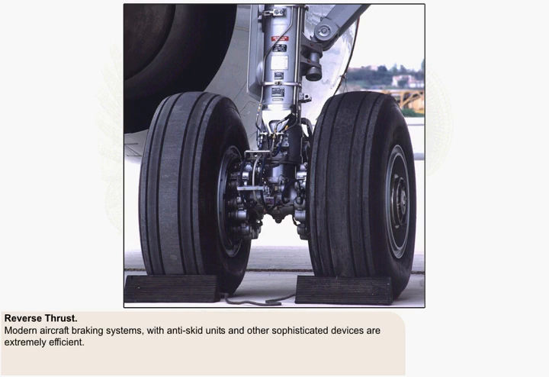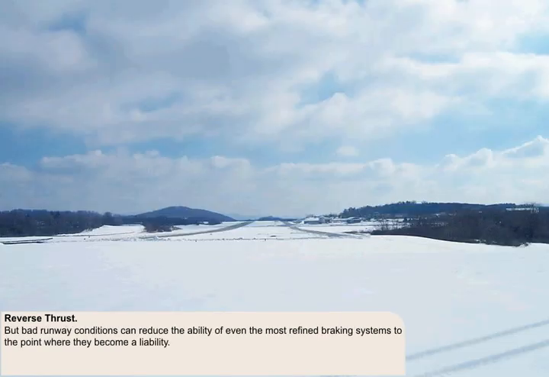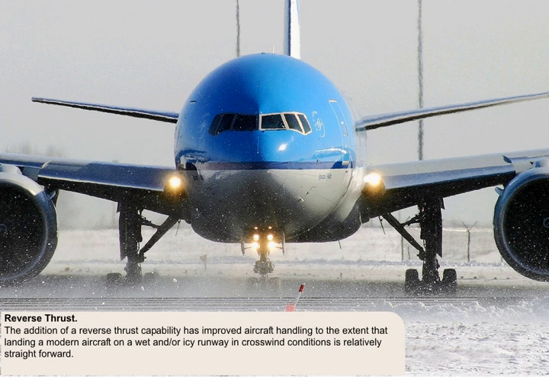Modern aircraft braking systems, which incorporate anti-skid units and other sophisticated devices, are extremely efficient. However, bad runway conditions can reduce the ability of even the most refined braking systems to the point where they become a liability. The addition of a reverse thrust capability has improved the situation so much that landing a modern aircraft on a wet and/or icy runway in crosswind conditions need now hold no terrors for the capable pilot.